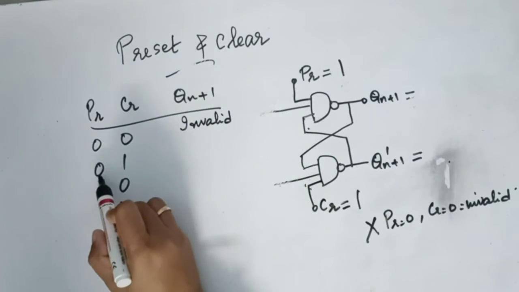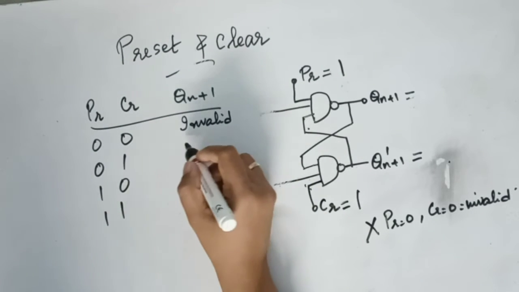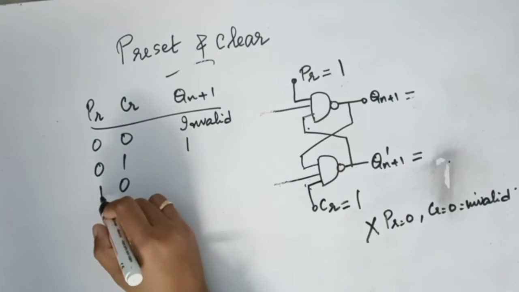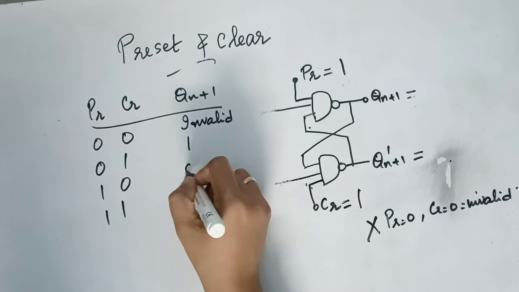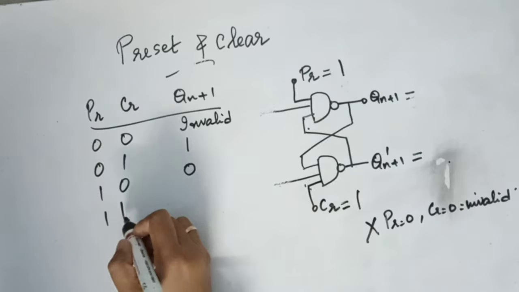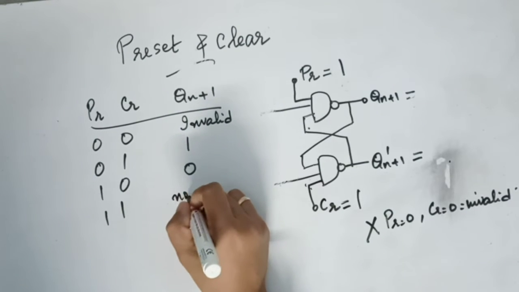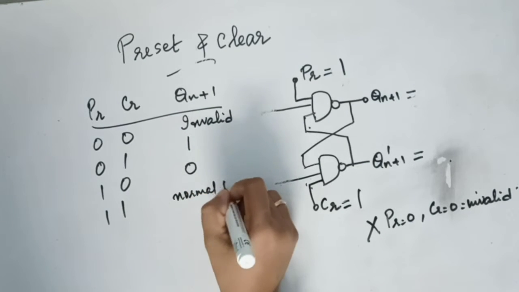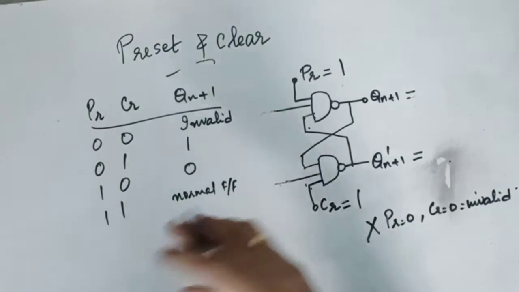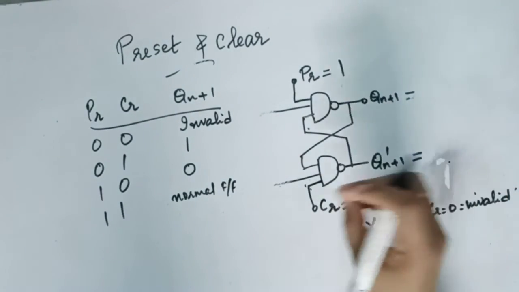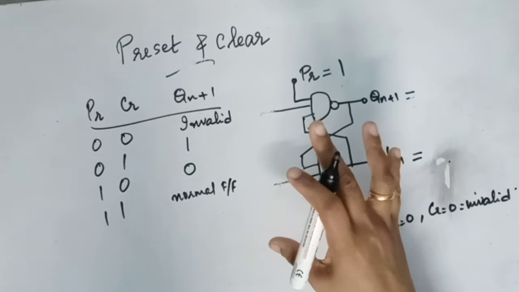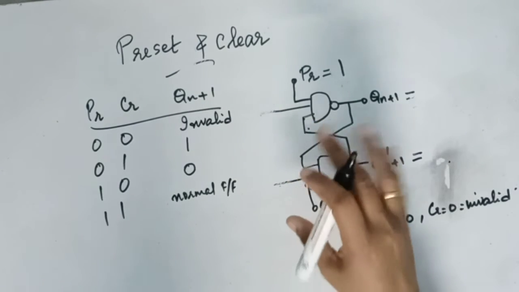0 1: preset is 0, clear is 1. Preset 0 means output is 1. Preset 1, clear 0 means output is 0. Both are 1 means this will act as a normal flip-flop and the output depends on the inputs and the clock. It's as if you don't have the preset or clear active there. Both are inactive.